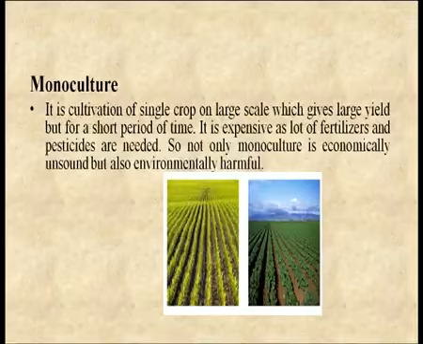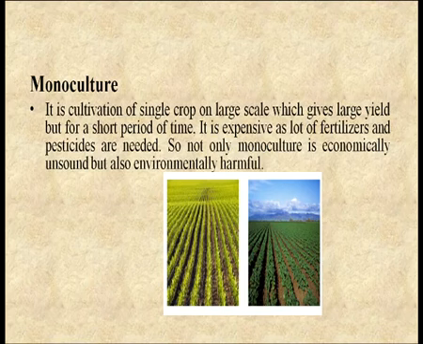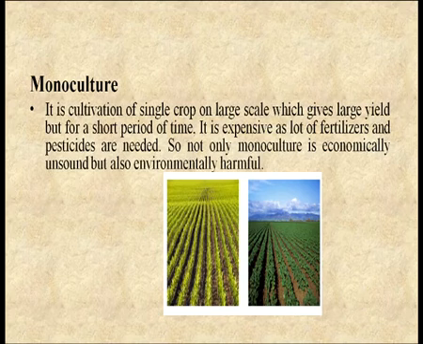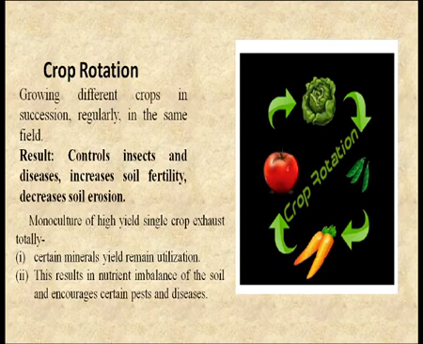Now, what is monoculture? It is the cultivation of a single crop on a large scale, which gives a large yield but for a short period of time. It is expensive as lots of fertilizers and pesticides are needed. So, monoculture is not only economically unsound but also environmentally harmful. Next is crop rotation. Growing different crops in succession regularly in the same field helps control insects and diseases, increases soil fertility, and decreases soil erosion.